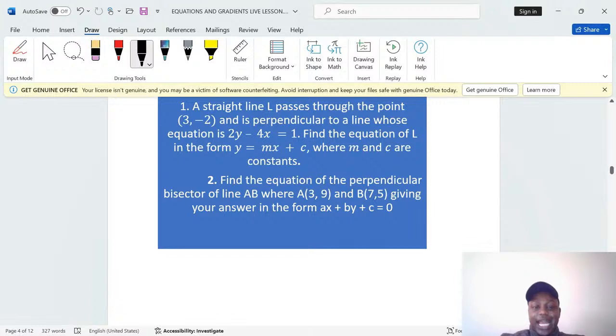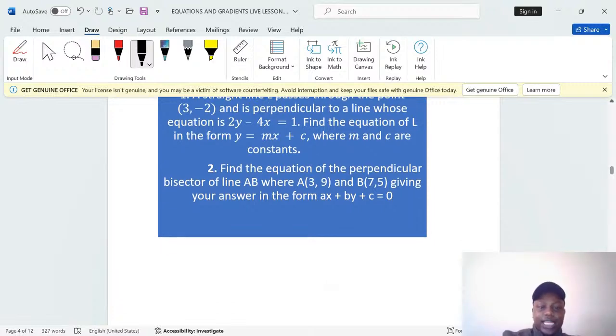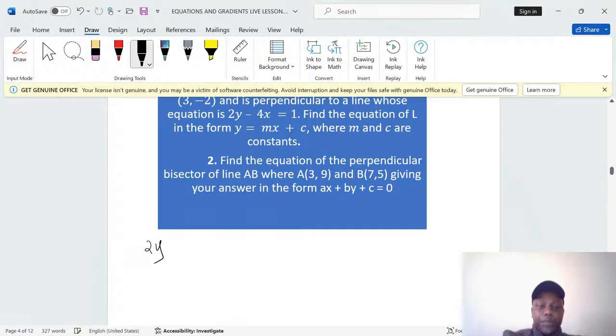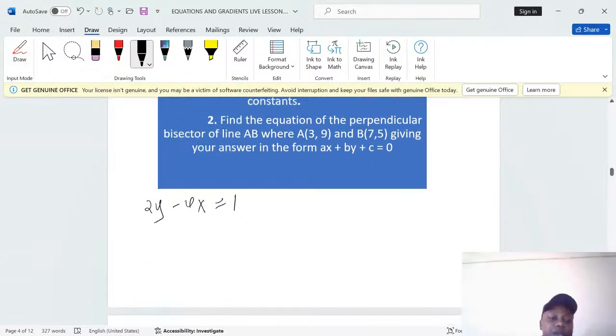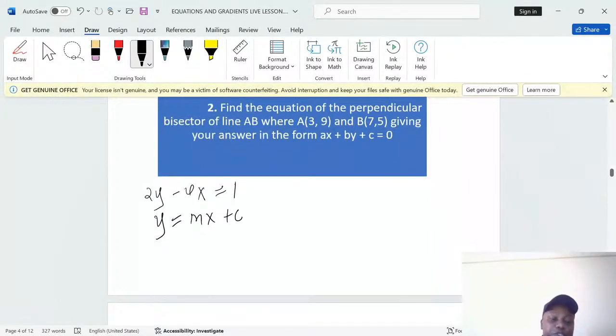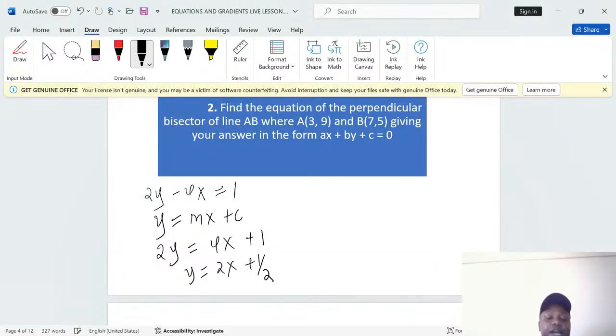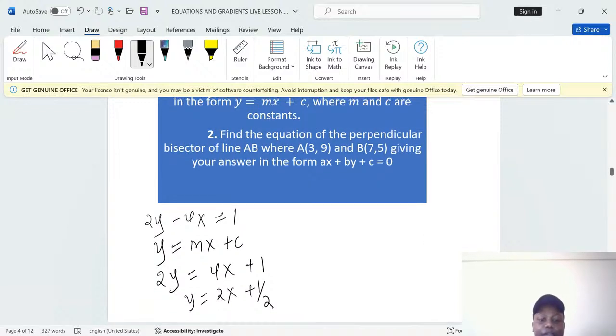from the first line, which has been provided, such that the equation is 2y minus 4x equals 1, we should know that the gradient cannot be obtained until the equation is in the format y = mx + c. So now I'm supposed to first of all rearrange this equation. 2y = 4x + 1. Then we remain with y = 2x + half.